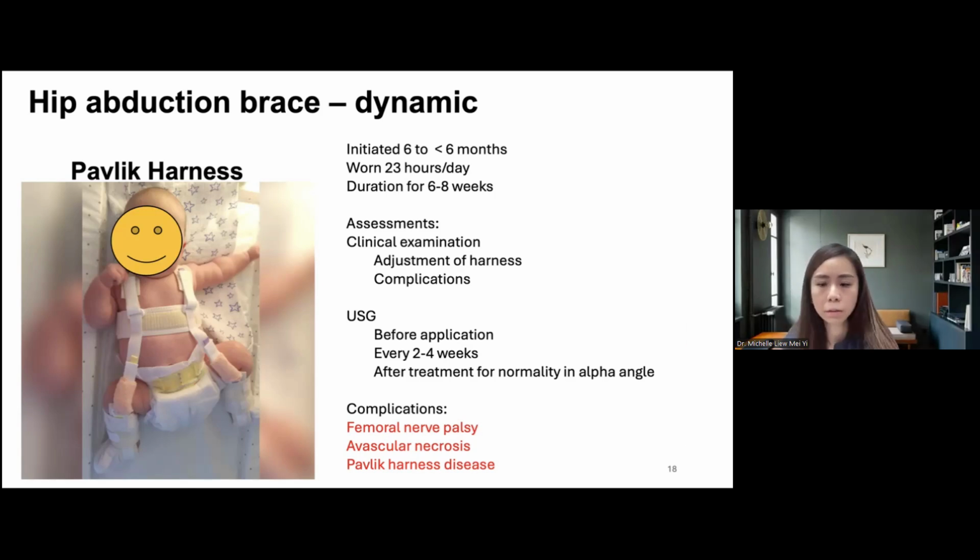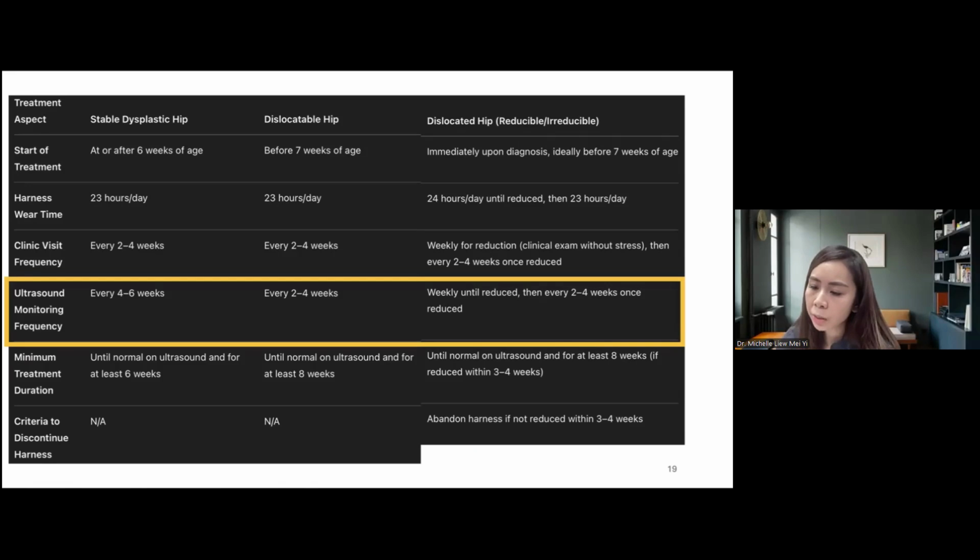So this table just illustrates that with increasing hip severity and instability, the more frequent the ultrasound reassessment needs to be, to ensure the femoral head stays within the acetabulum during pelvic harness treatment. This reduces the risk of missing a dislocated hip and prevents pelvic harness disease. So you can see the frequency can be as often as every 2 weeks.